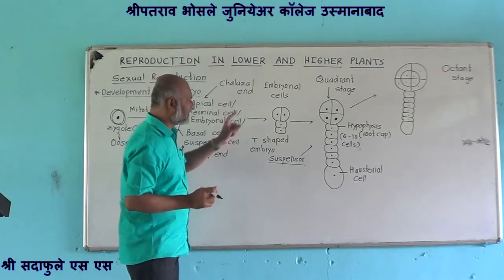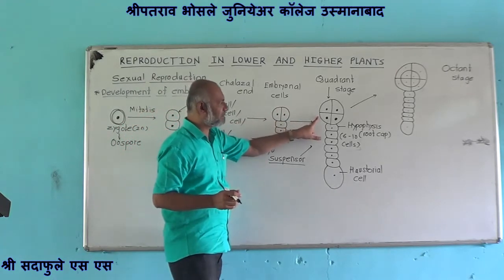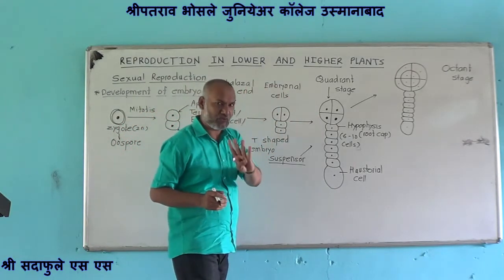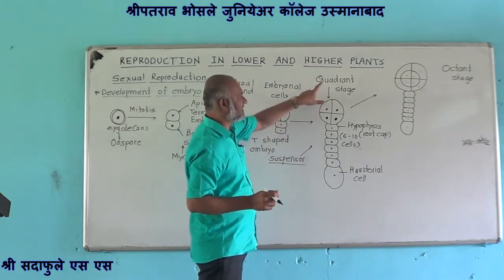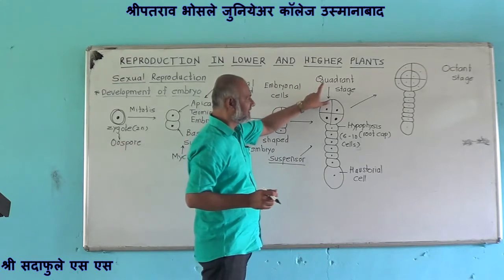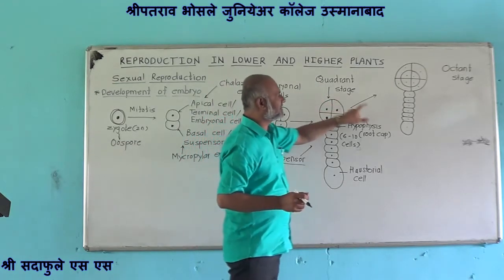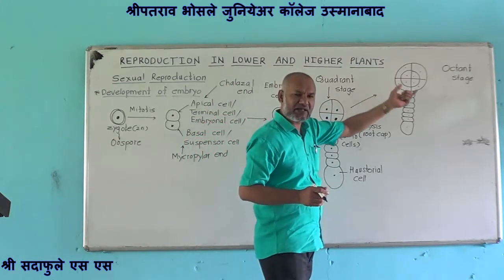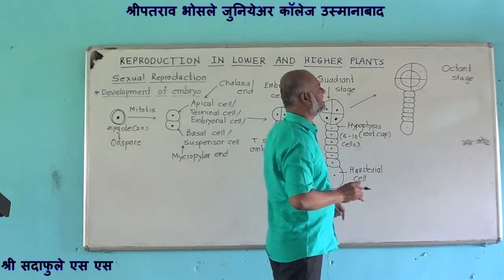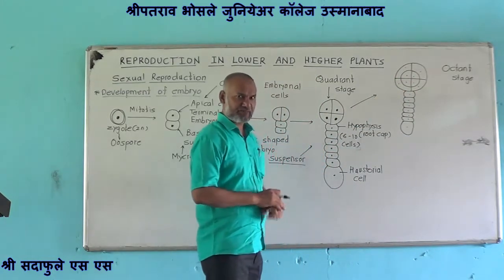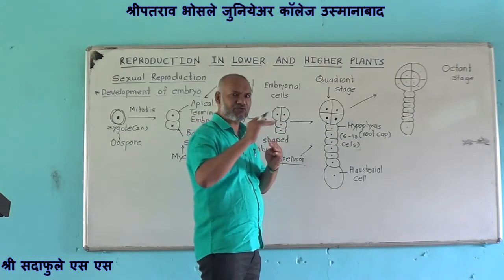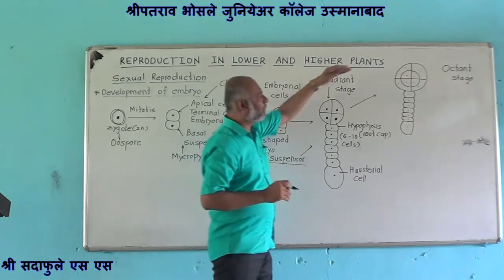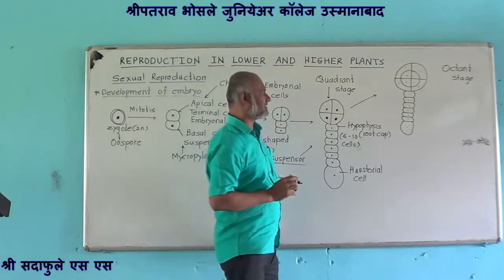embryonal cells. These 2 embryonal cells divide by mitosis to form 4 embryonal cells, and this stage is termed the quadrant stage. These 4 cells again divide by mitosis to form 8 cells and is termed the octant stage. These cells are present in 2 tiers, that is the upper tier and basal tier.